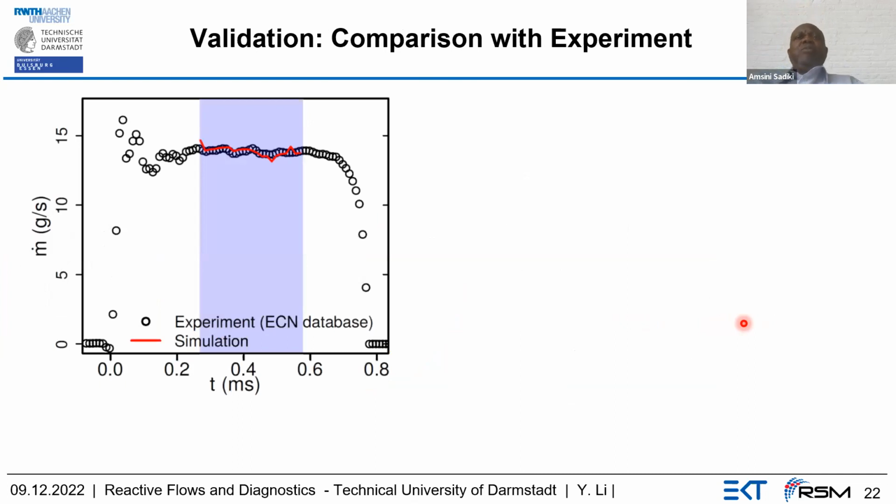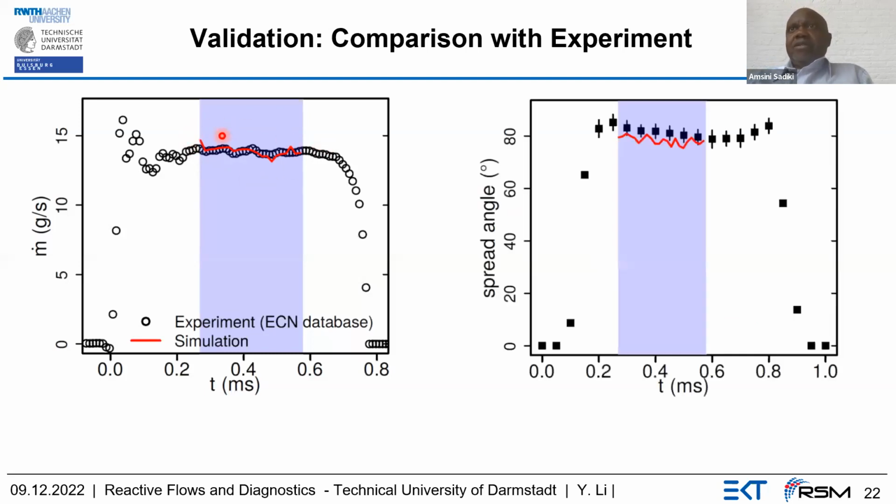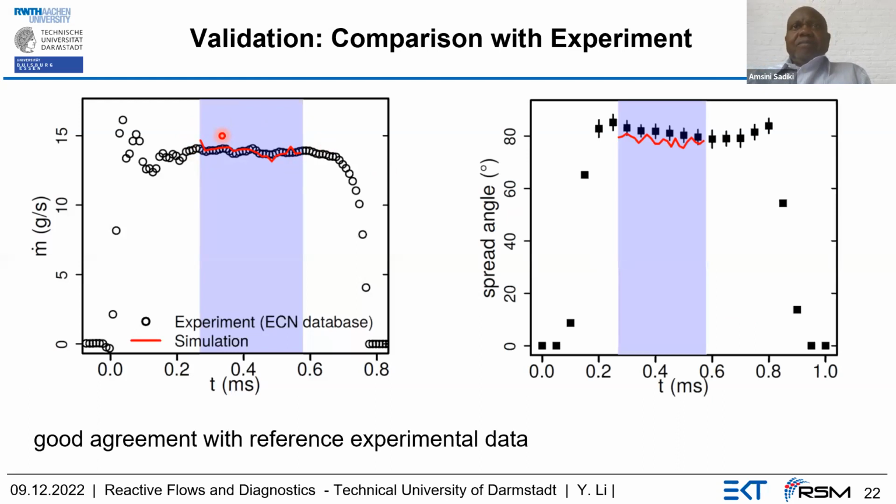The first comparison with the experiment was to compare the mass flow rate. The experimental data were provided by the SCN group, and our simulation agrees very well. The spread angle also agrees very well with the experimental data from SCN. With this good agreement with the reference experimental data, we can say that we can now track everything correctly and also interpret it in a correct way.